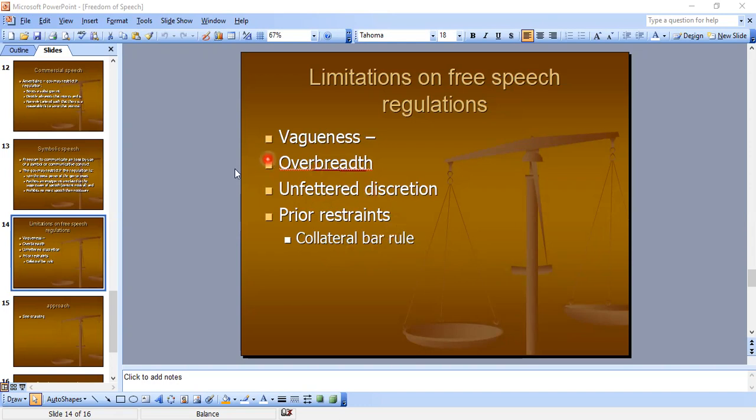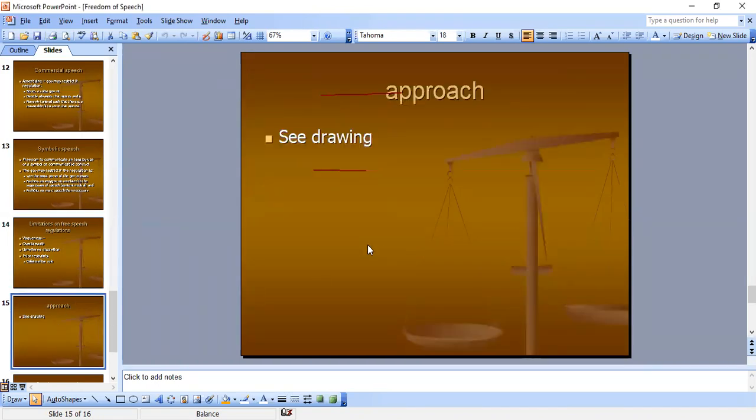So that's it for our speech. Make sure you throw these limitations in there, because these are always on essays and they're always on MBEs also. So make sure you know those and how they work. The approach. See my drawing. I didn't do a drawing approach for this one. Let's see here. We could do it really quick. Commercial speech, content neutral, time, place, and manner.